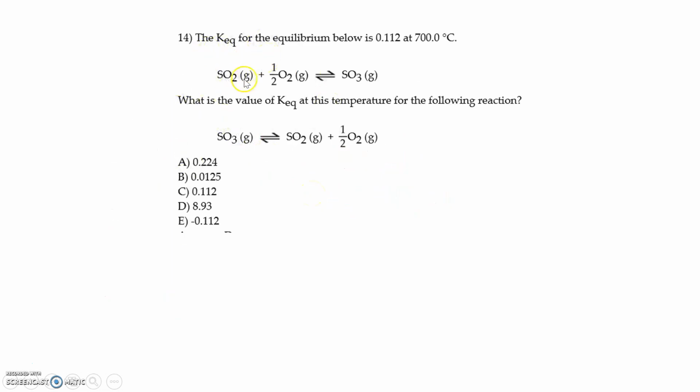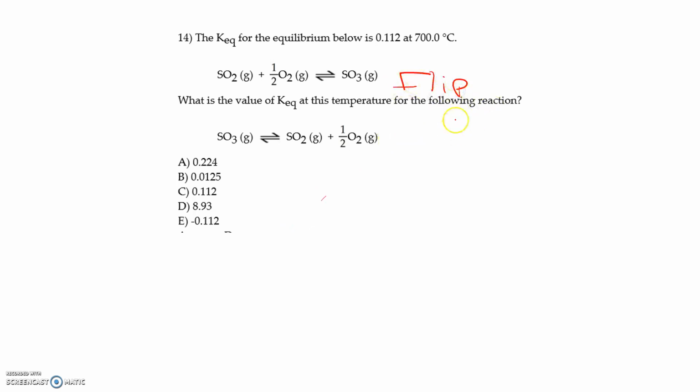Here, we're given an equilibrium constant for one equation. We're told that the Keq is 0.112 at 700 degrees Celsius, and then we're being asked to find the Keq of another reaction at the same temperature. So with these kinds of questions, I need to figure out what is being done to the equation. How is this equation different than this equation? If you look, SO2 is a reactant on this side, whereas it is a product over here. Oxygen is a reactant on this one, oxygen is a product over here, and the product is the reactant over here. So basically they just took this equation and they flipped it.